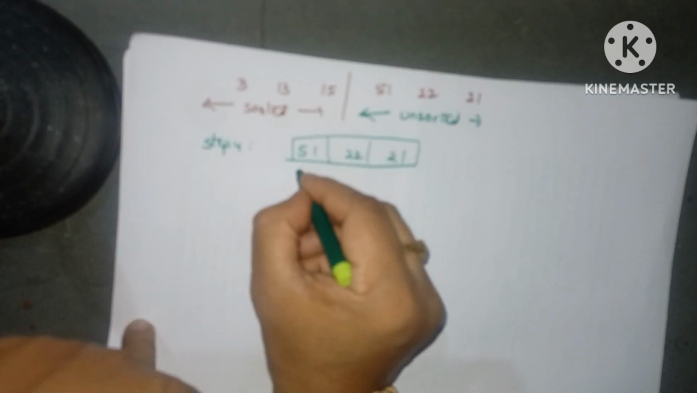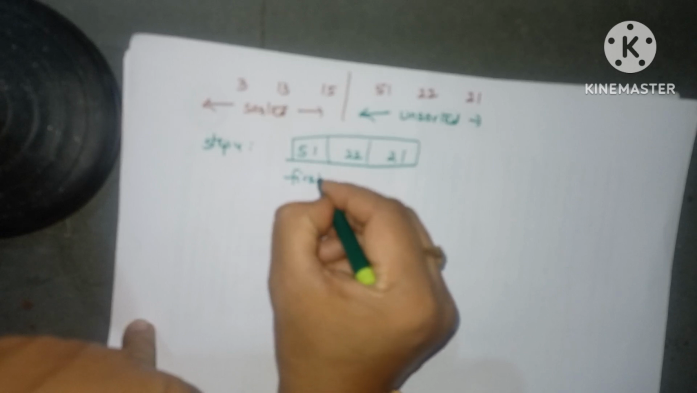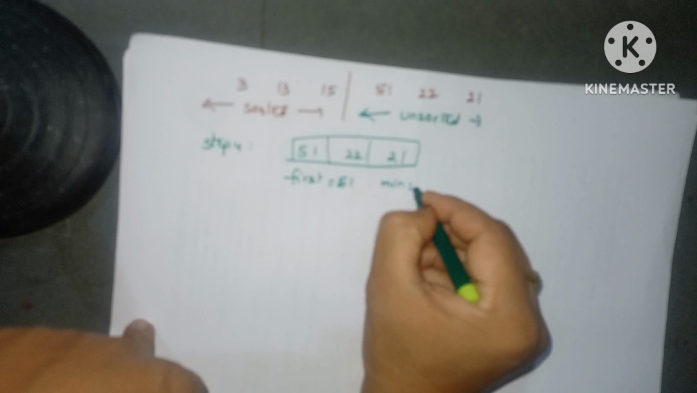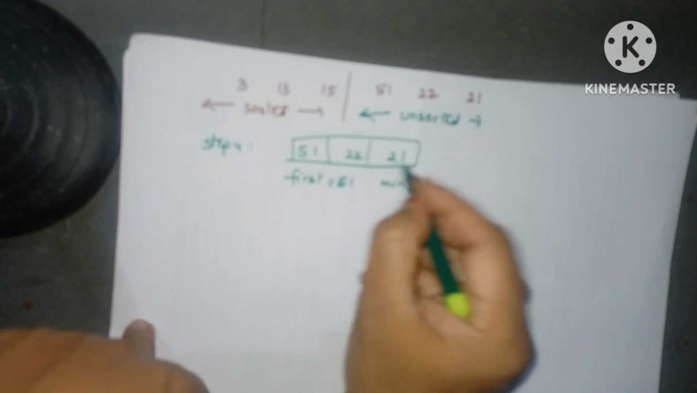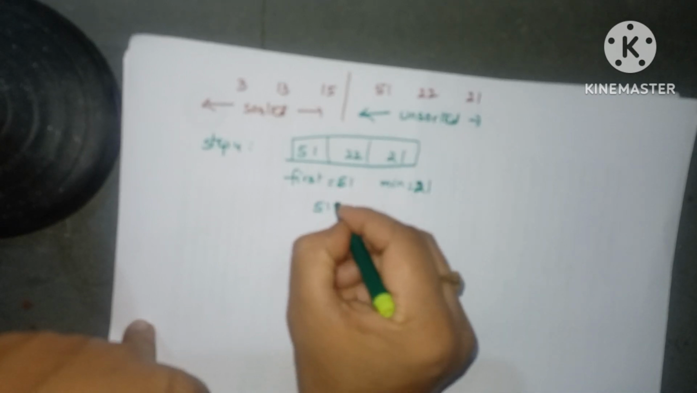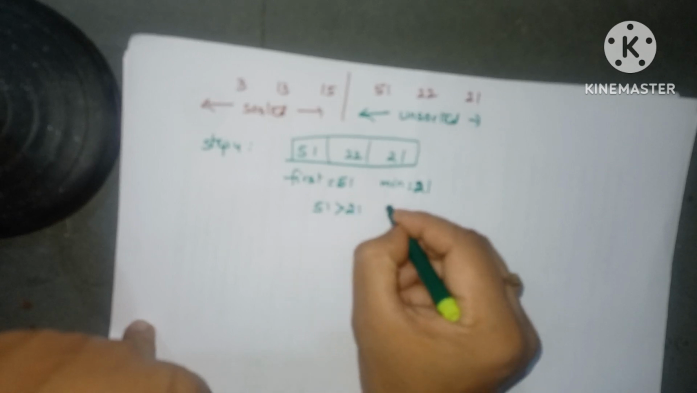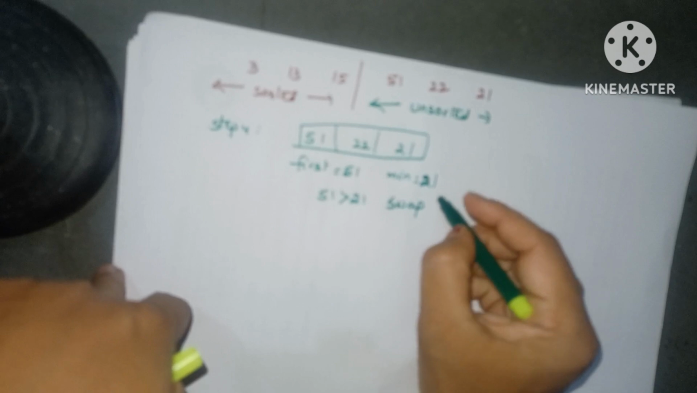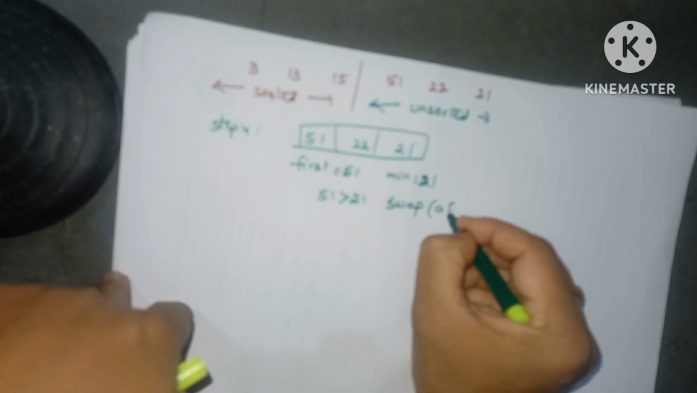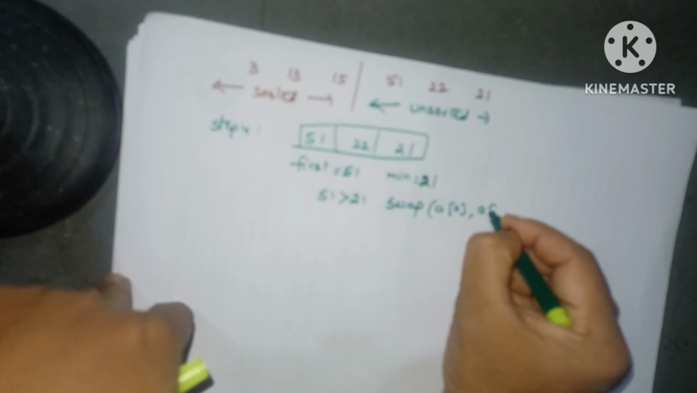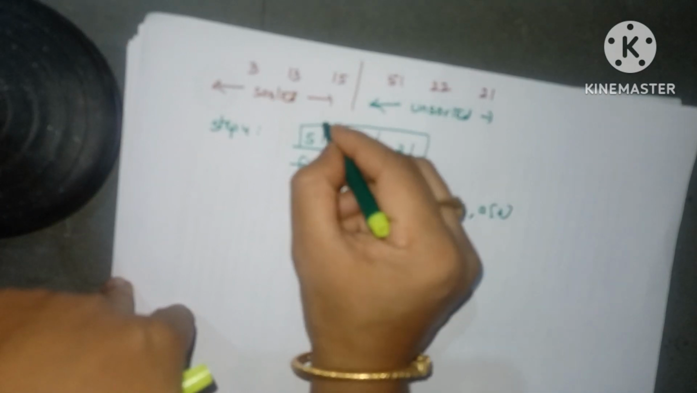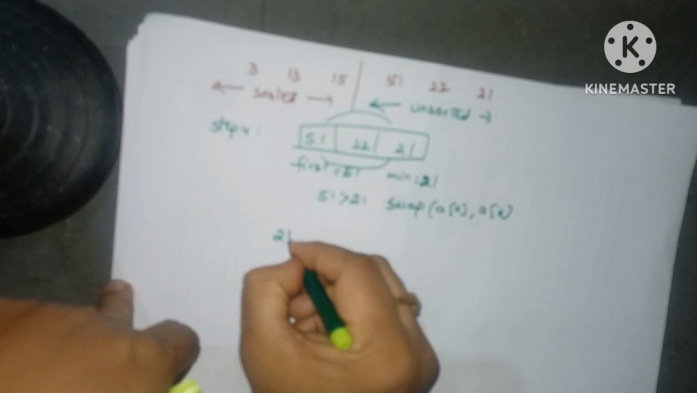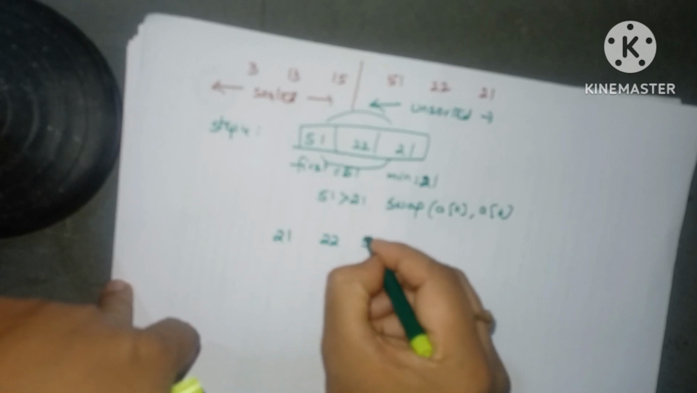In this, this is the first element. Again same steps. The first element is 51. What is the minimum element? The minimum element is 21. So again compare: 51, the first element, is more than 21. Whenever the first element is more than the minimum element, just swap it. Swap means swap these 2 elements, at the 0th position. So after step 4: 21, 22, 51.